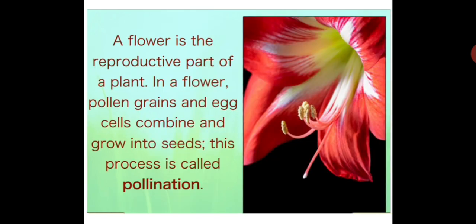So a flower is the reproductive part of a plant. In a flower, pollen grains and egg cells combine and grow into seeds. This process is called pollination. So there's our first word, pollination. And it's a process. Whenever you see the word process, that means something's happening. It's an action. So we had the process of photosynthesis and the process of capillary action, and now we've got the process of pollination. And so that happens in the flower.